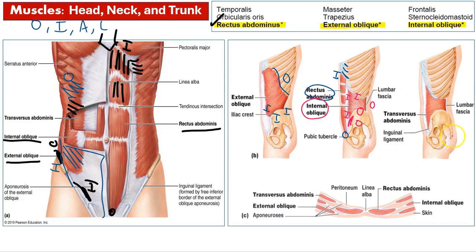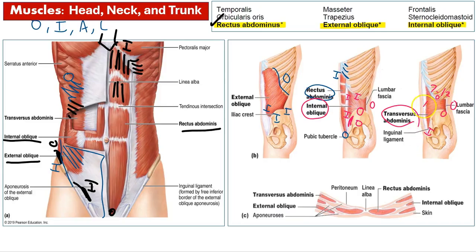As you can see, their origin is definitely going to be that lumbar fascia. We also can see that we are dealing with basically the surface of ribs 7 through 12. You can also see that as well, and some of the iliac crest. Okay, so more origin here, origin here, and we have the insertion here.